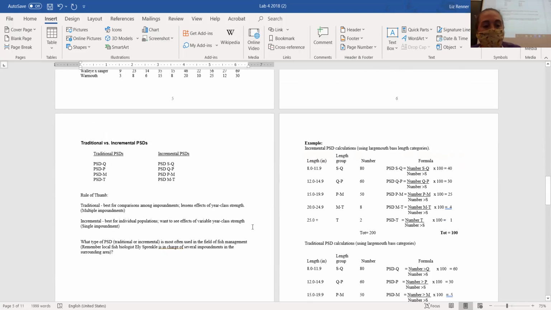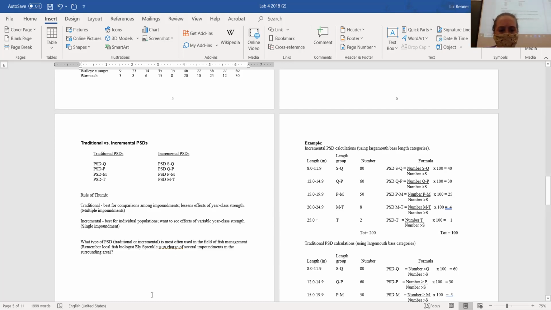Okay, so now we're going to talk about traditional versus incremental PSDs. We just did examples with traditional PSDs, whereas incremental you can think of as ranges. A general rule of thumb is that traditional is best for comparisons among impoundments, because it lessens the effect of a particular year class's strength. For my research, I'm working in 12 different small impoundments around the state of Kansas, so if I wanted to compare a species like largemouth bass, I would use a traditional PSD to compare across all 12. For an individual population, if you want to see the effects of variable year class strength, let's say we're looking just at river pond, we would use an incremental PSD.